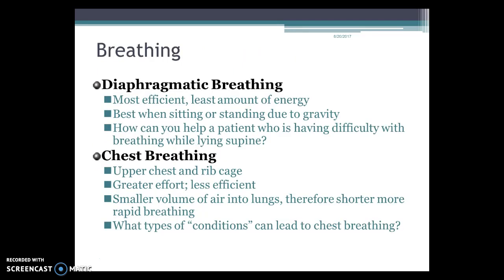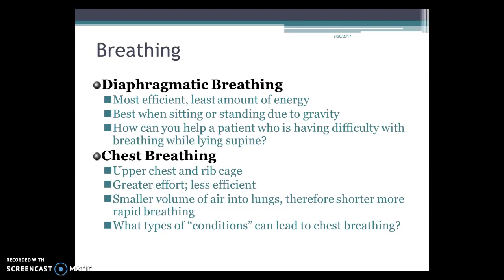Different types of breathing, and we'll cover this definitely more when we do pulmonary in special topics 5th semester. With diaphragmatic breathing, you're looking at using the diaphragm as efficiently and effectively as the patient can use it. So you're looking at kind of the deep breathing, trying to use their lower lungs.